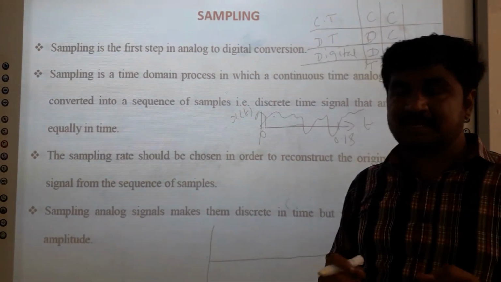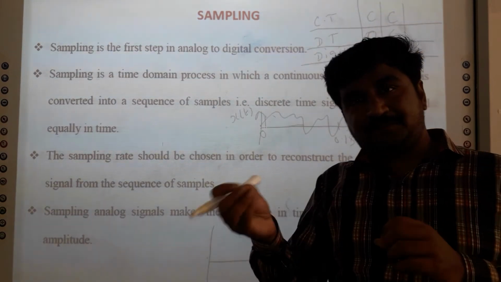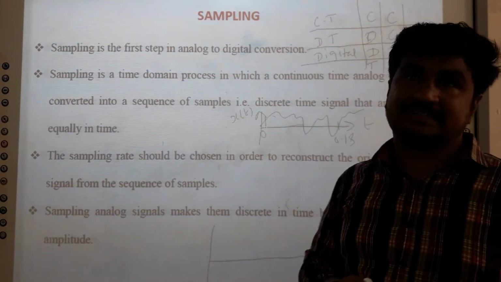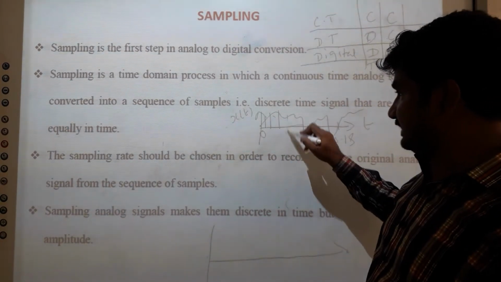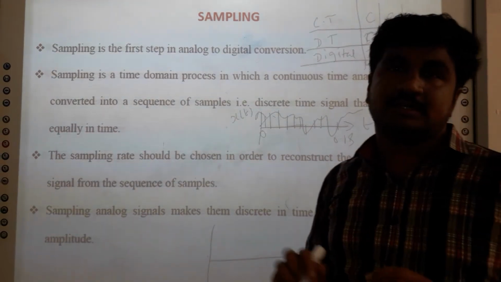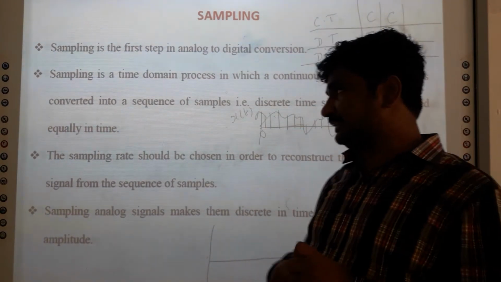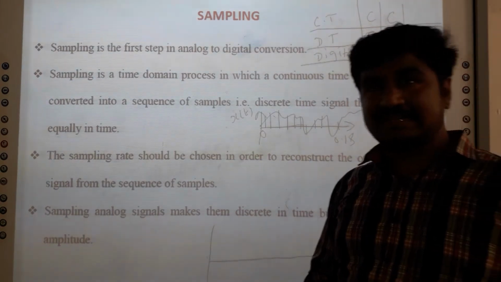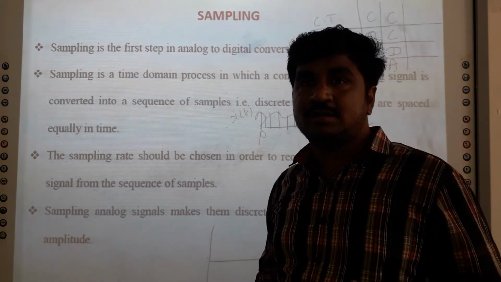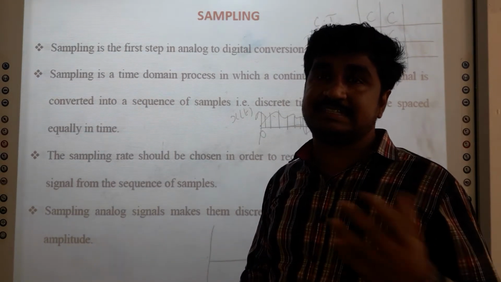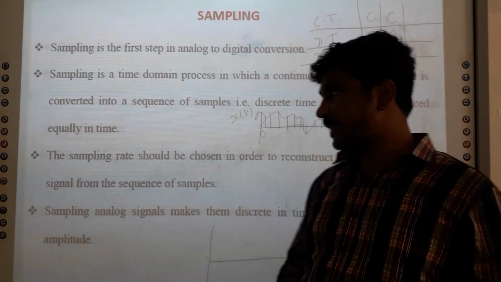So sampling is a process used to pick up a few samples from the continuous time signal at some time instances. This is what we are going to do in this sampling process. Already you have studied this sampling process in the earlier semesters. Anyhow, we are going to discuss this sampling process from the digital communication perspective.